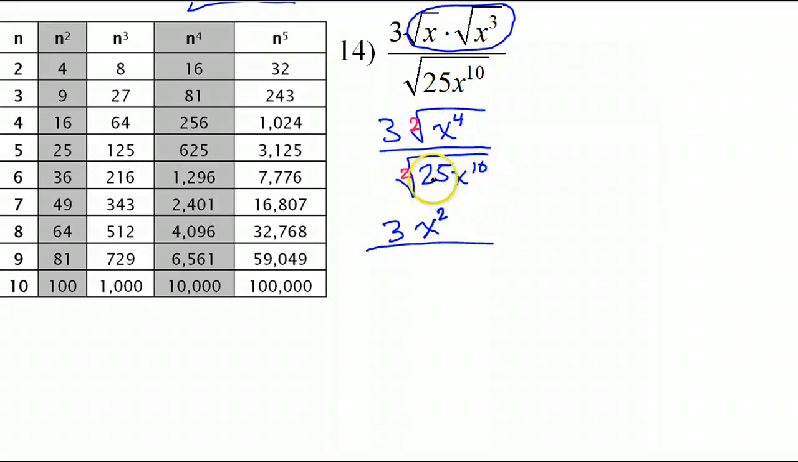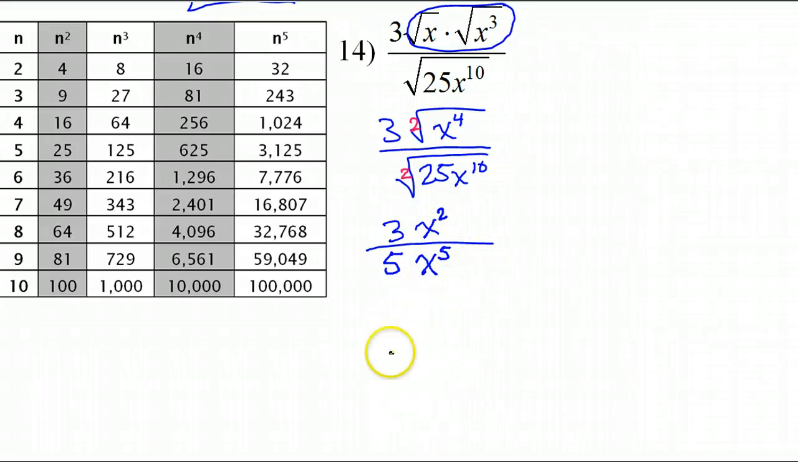Now, forgetting the x for a second, the square root of 25 is 5. And then for the variable, you divide by this invisible 2. So 10 divided by 2 is 5. So this will be x to the 5th power. Now this is not the end of the problem.